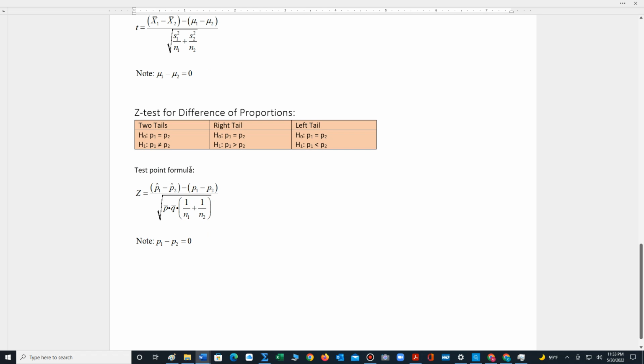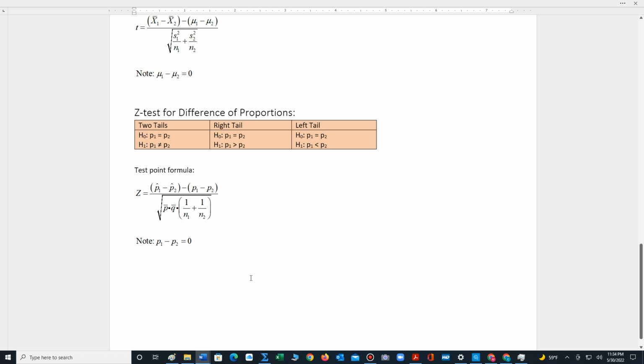And then the test point formula is z equal to the difference in the sample proportions minus the difference in the population proportions divided by the square root of p bar times q bar, these are weighted proportions, times 1 over n1 plus 1 over n2. And then take note that the difference of the two population proportions is always 0.